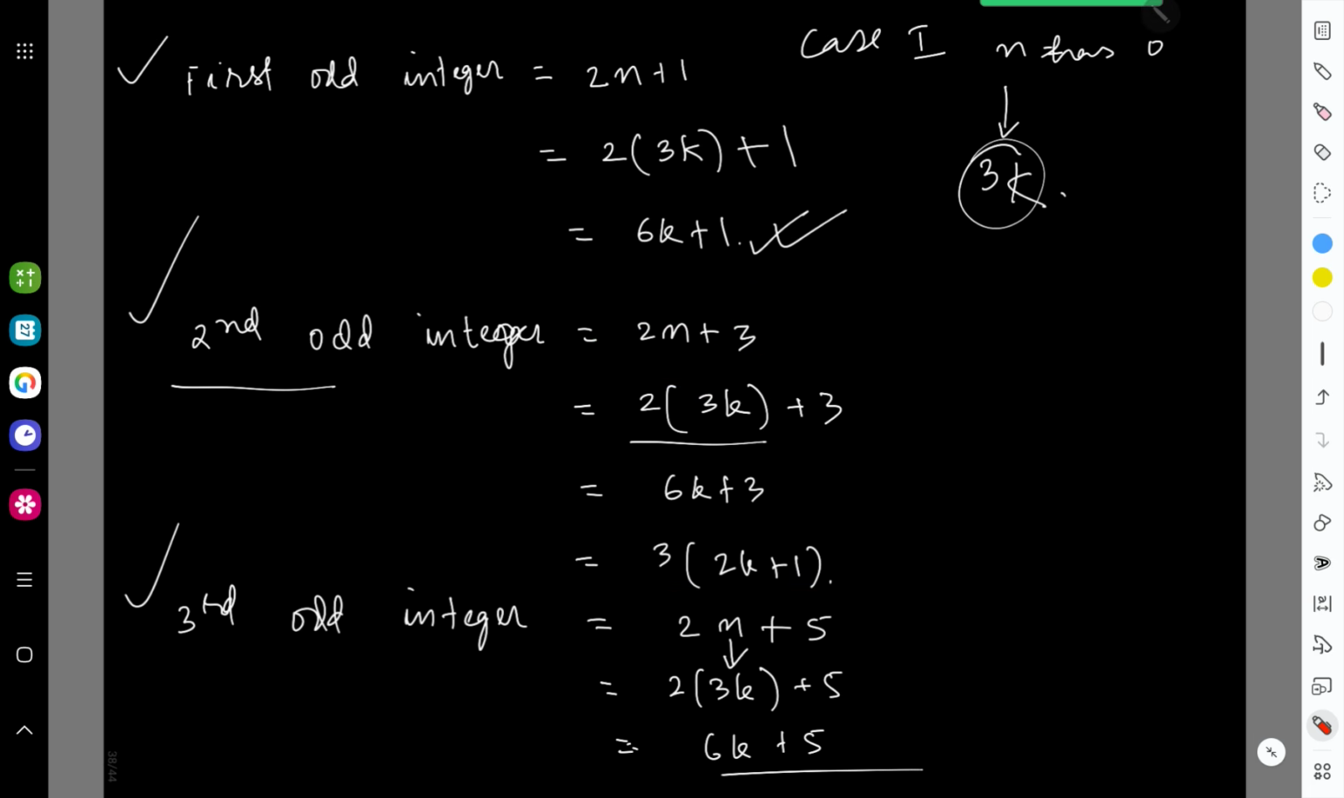And for the third odd integer, 2n plus 5, we get 6k plus 5. Again, even though we can express 6k as 3 into 2k, there is plus 5 after that term, so the remainder is 5 here. So we cannot say that this is a multiple of 3, but at least from our case number 1, we can see that at least one is a multiple of 3.